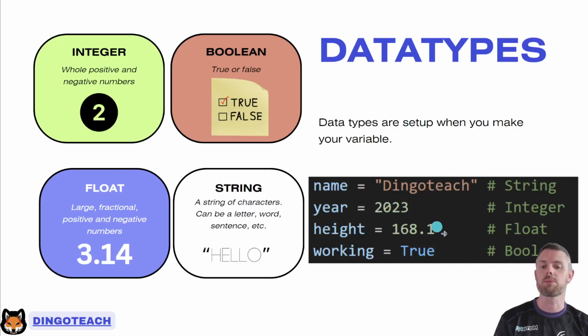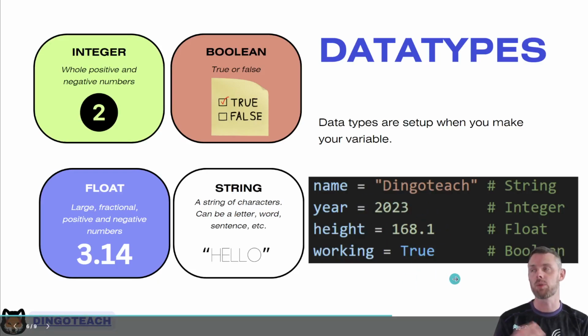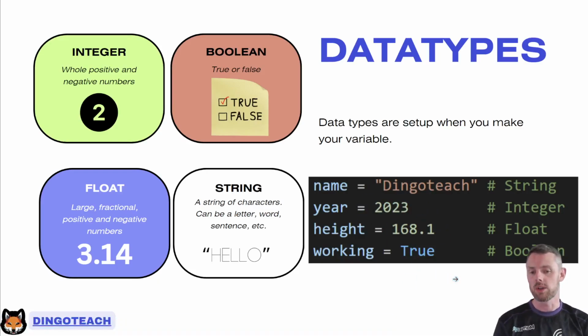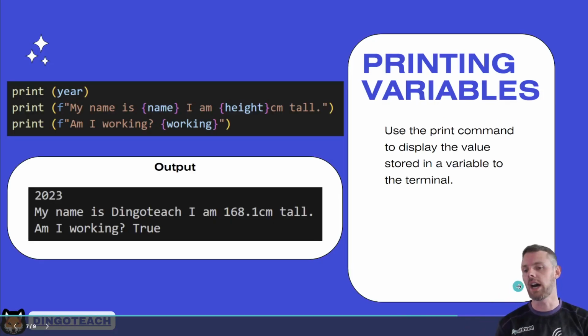That was a string because I put quotes around it. If I put quotes around any of the other ones, it would have made them strings as well. So don't put quotes around integers, floats, or booleans because they need to have nothing around them in order for Python to know it's not a string, it's something else. Okay, so that is data types.